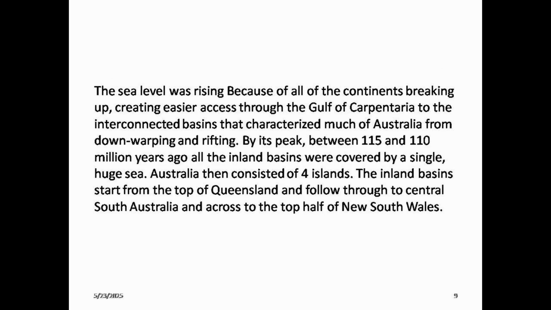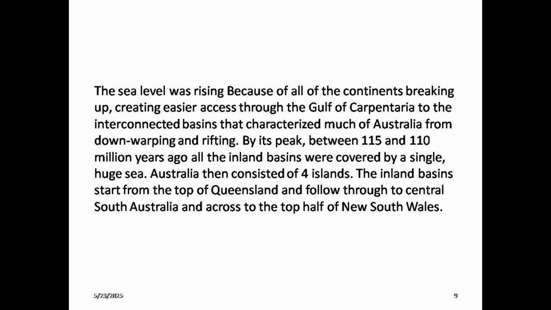The sea level was rising because of all of the continents breaking up, creating easier access through the Gulf of Carpentaria to the interconnected basins that characterized much of Australia from downwarping and rifting. By its peak, between 115 and 110 million years ago, all the inland basins were covered by a single, huge sea. Australia then consisted of 4 islands.